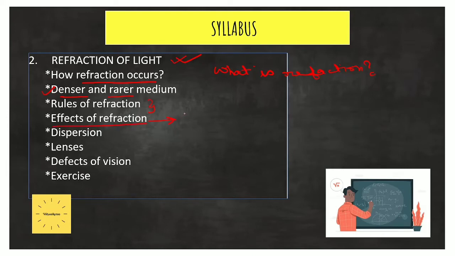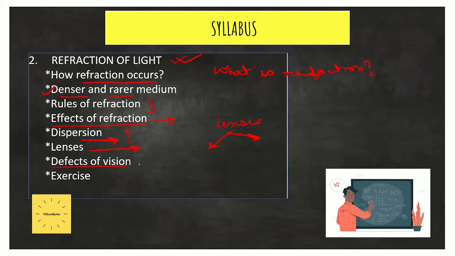Then moving on to the next part, it is effects of refraction. We will learn about the different effects of refraction in our day-to-day lives and in the surroundings we see. Then we will learn about dispersion. What is dispersion? And then we will move on to lenses. In lenses we will learn about different types of lenses and how they work and where they are used. After this we will move on to defects of vision.